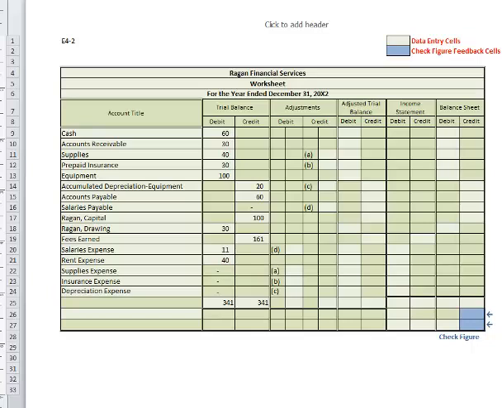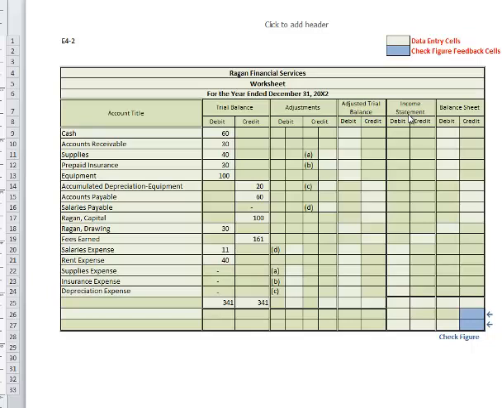In exercise 4-2 on page 163 of your text, we're going to be preparing a worksheet for Reagan Financial Services for the year ended December 31st, 20x2. Keep in mind the purpose of the worksheet is to help us complete our adjustments more efficiently and to help us to complete our financial statements.